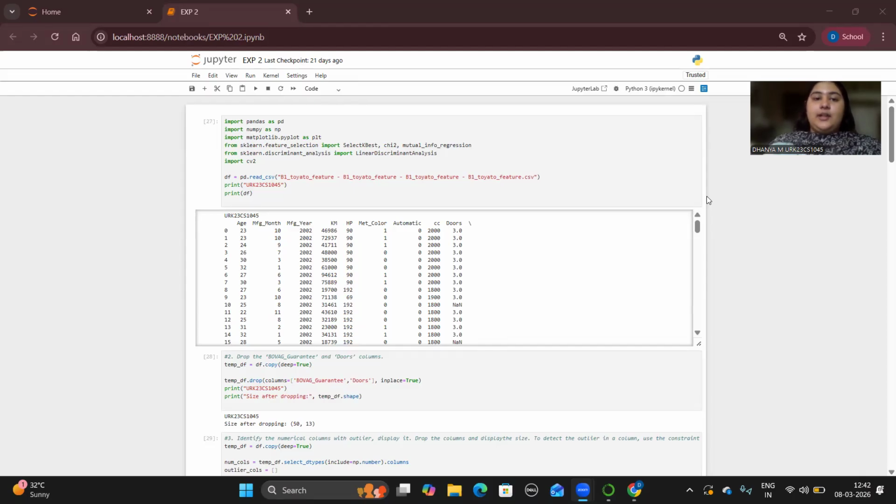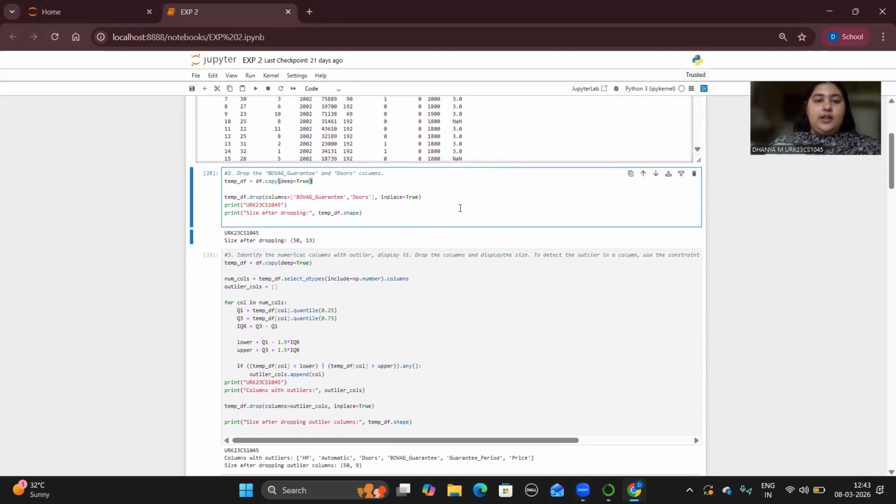In this notebook, I'm explaining experiment 2, which is feature selection and feature extraction. So the first question, I have imported the data set in the data frame. And for the second question, I have dropped the columns for TOR and POVAG guarantee because some features in the data set are not required for the further analysis. So we got the output, the size after dropping.